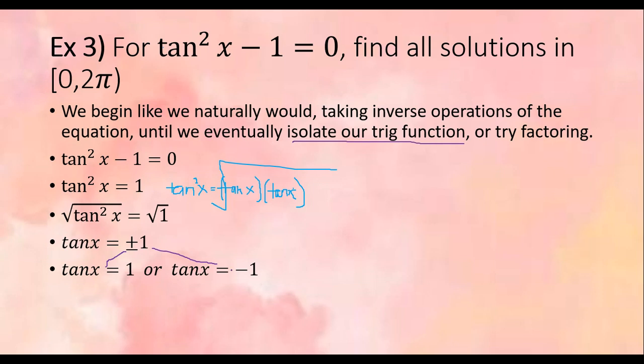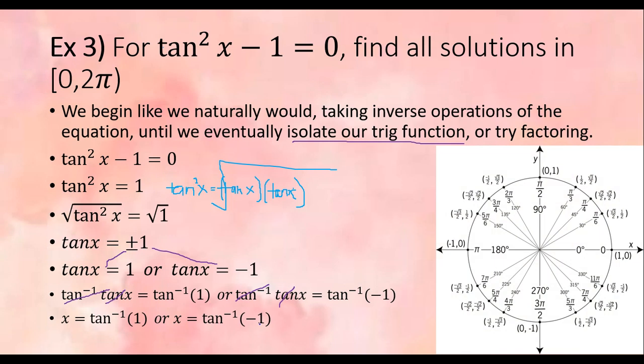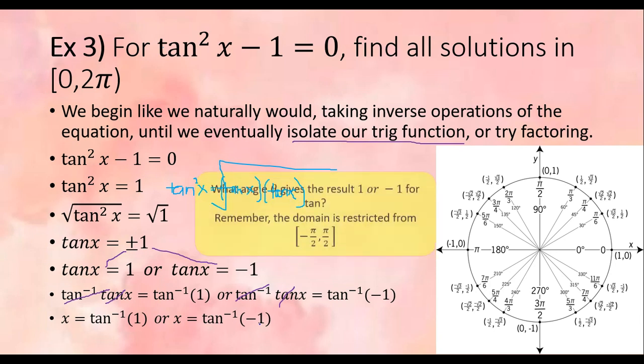Now I'm going to take the inverse tangent of both sides so that I am ending up with just x, inverse tangent and tangent. So I end up with x equals inverse tangent of 1, or x is equal to inverse tangent of negative 1. Looking back at our unit circle, I'm really asking myself, what angle measure gives me the output of 1 when I have tangent, or negative 1 when I have tangent?